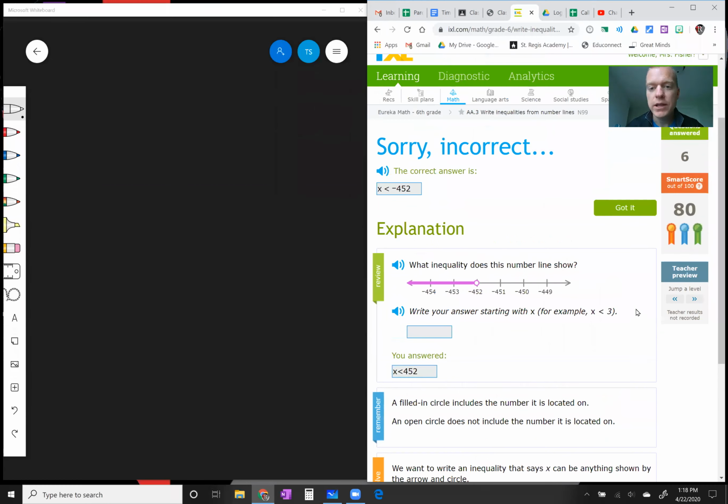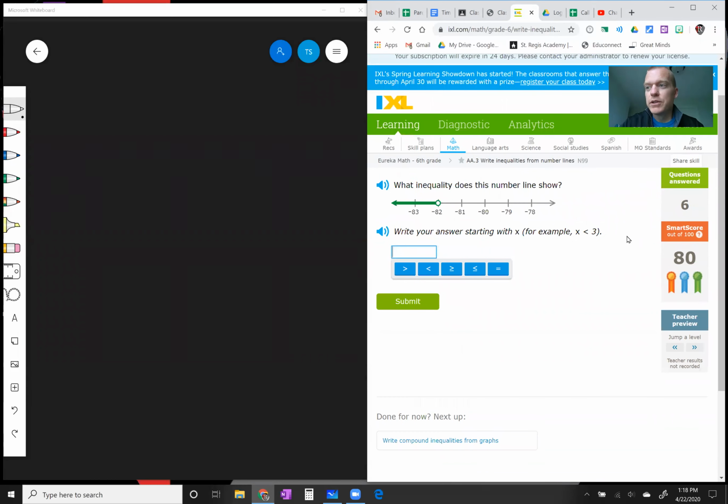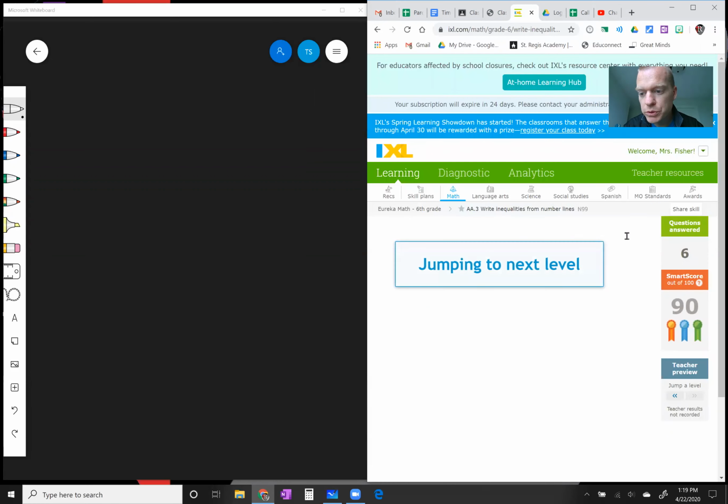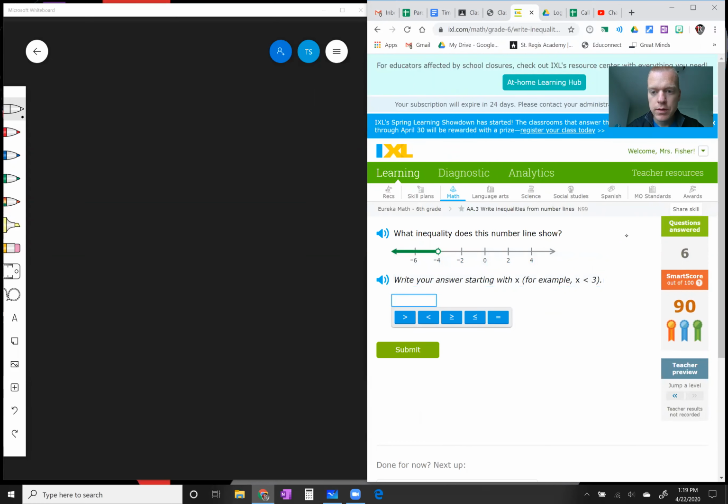Negative 452. My goodness, Mr. Strands forgot to put negative. Sorry, I need more coffee. Not focused. Let's look at another one. Can't end on a bad note. I'm going to go to the hardest ones we can.